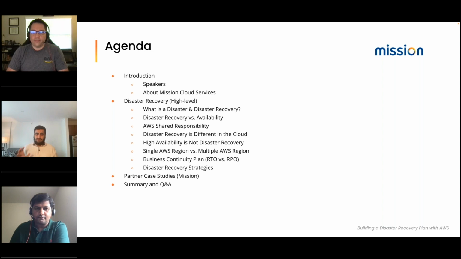Then one of the core important topics is around DR strategy. How do we build one? What is a business continuity plan? What are the terminologies around RTO and RPO? How do you build one? And understand all of that. And then evaluating several of those DR strategies to be built on AWS as well. And we end with a partner case study from Mission, where we as Mission have helped one of our customers build a DR on AWS. Lastly is a summary and Q&A.